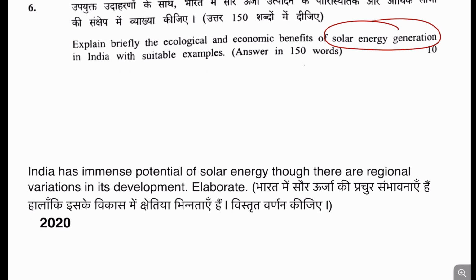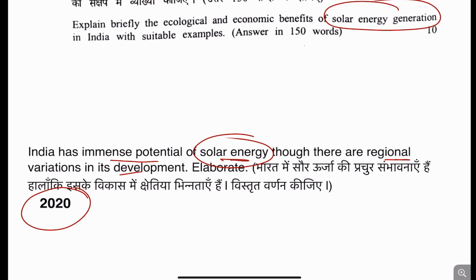And this type of question was also asked in 2020, like the immense potential of solar energy, though there are regional variations in its development also. So a question on solar energy has already been asked, and I hope you were prepared for this, right? So this question was fairly simple and also on the expected lines.